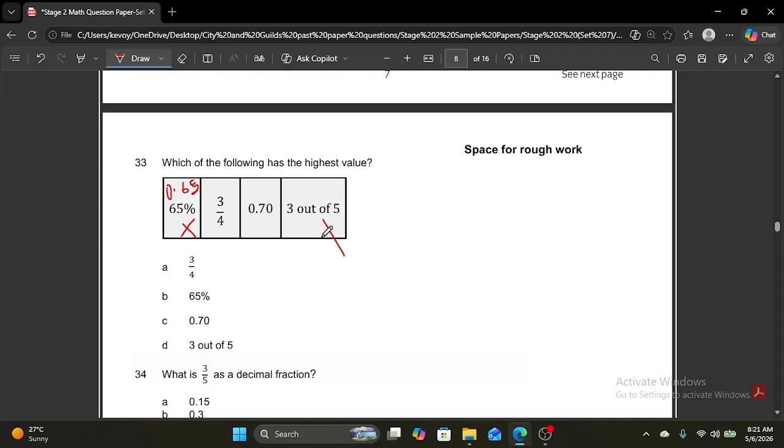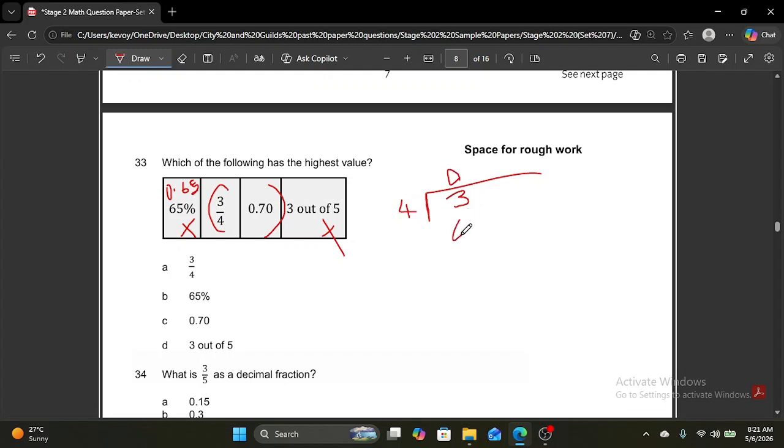We're gonna cancel this as well because 3 out of 5, we have a 3 out of 4 right here, which is basically taking up more out of the whole than 3 out of 5. So the two contenders are 3 over 4 and 0.70. So let's see what that is. So all we have to do is divide 4 by 3. So 3 into 4, that's 0.